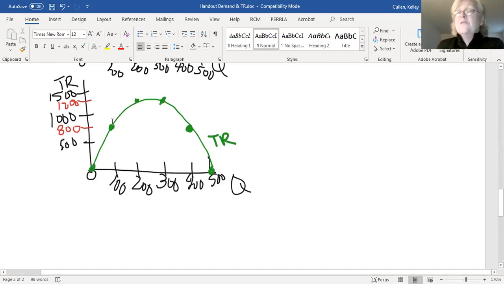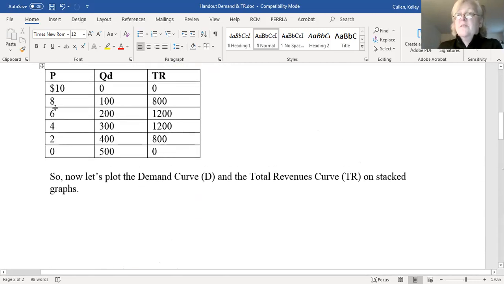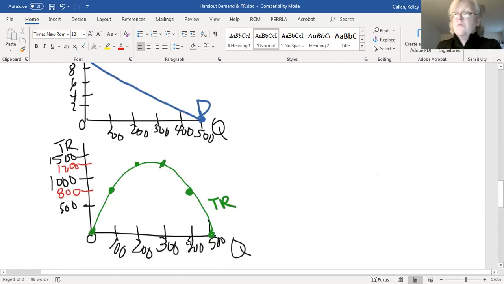Anyways, so here we go. So you plot the total revenues and you can see clearly that this firm, if they want to do the best they can, they're pricing somewhere up here, right? They're going to price it where they sell 200 a day. Oh, look at that. Price $6. Okay. So that's the relationship between demand and total revenues.